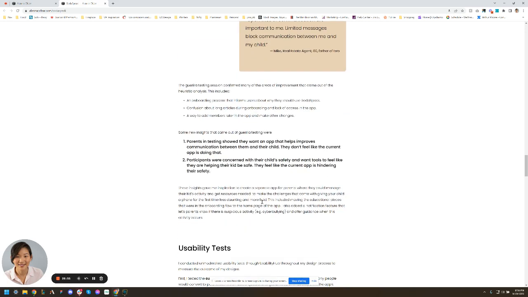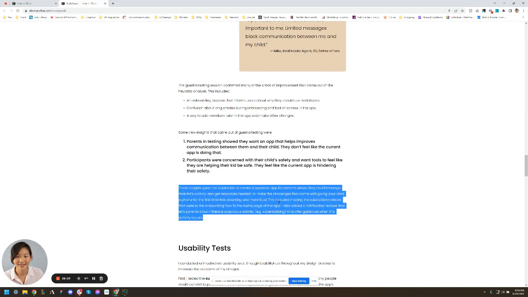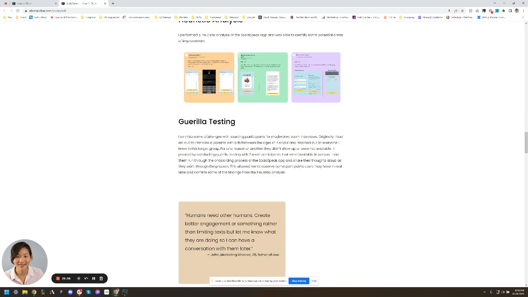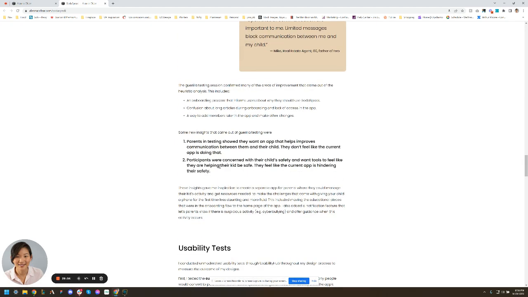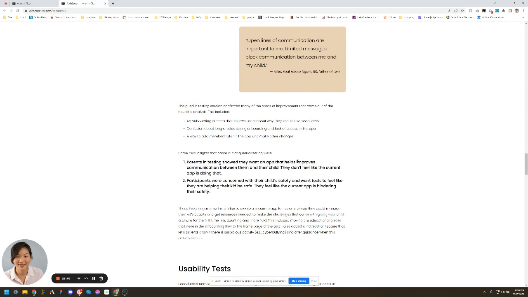So another example is right here. You did some guerrilla testing, and you got really cool insights out of it. The main two big ones are these two. They're wanting to improve the communication between them and their child, and they don't feel like the current app is doing that. And also they're concerned with the child's safety, and the current app is not really quite addressing that. So based on these insights, you were inspired to create a separate app for the parents.